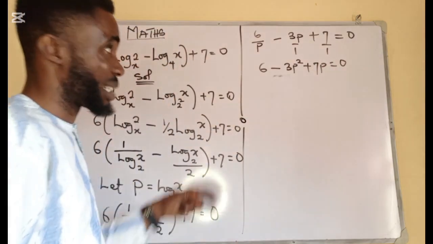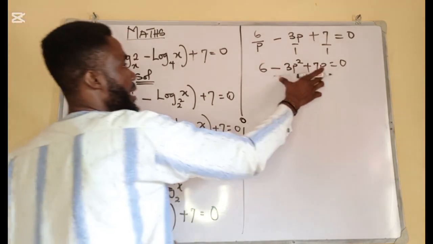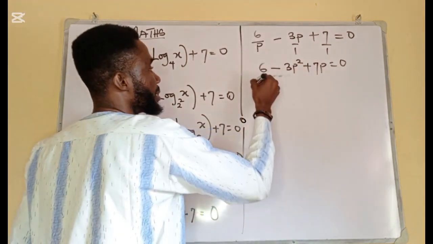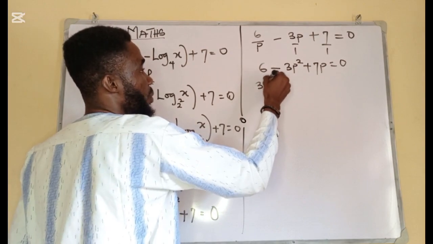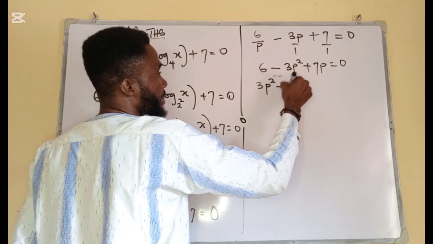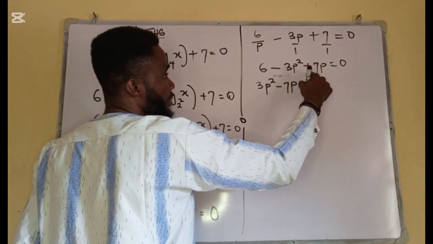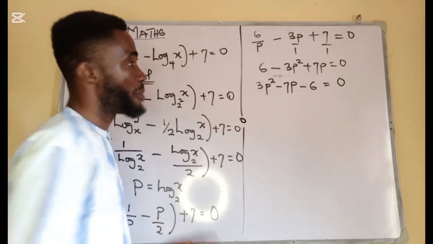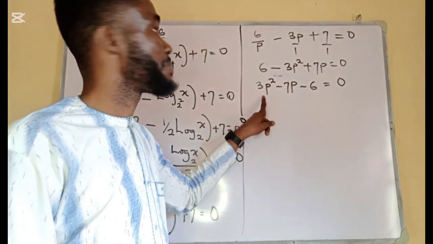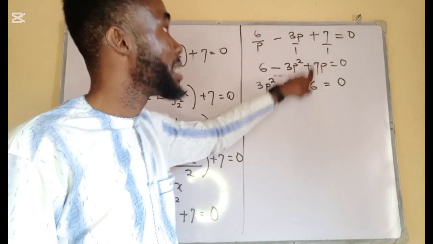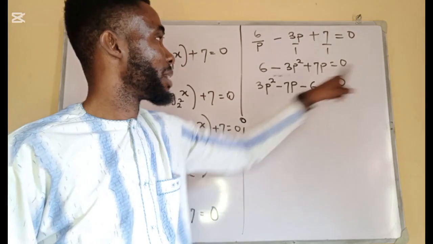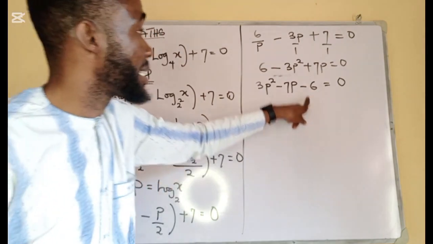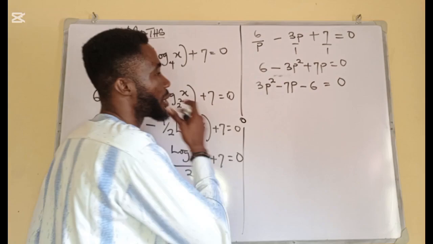So we now have a quadratic equation, but it is not yet arranged. So we have to take everything from the left-hand side to the right-hand side. Are we together? So this becomes 3p squared when it comes over here, minus 7p, minus 6 is equal to 0. Are we making sense? So when this one comes here, it becomes plus 3p squared. When plus 7p goes to the right-hand side, it becomes minus 7p, and when plus 6 goes to the right-hand side, it becomes minus 6. Exactly.